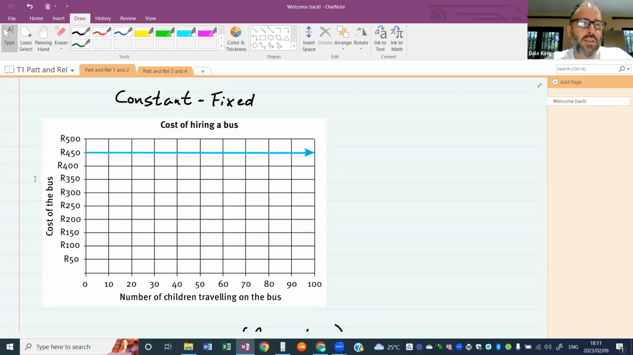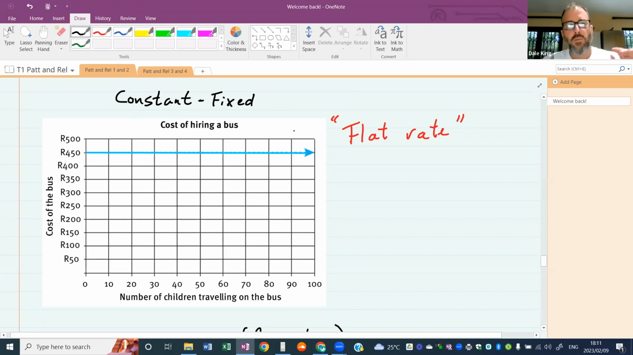And one bus company says, we don't charge per child in the bus. We just charge a flat rate. Okay, you'll hear this word quite often. A flat rate or a flat fee for the whole bus. Which means it doesn't matter how many children are on the bus, it's going to be 450 Rand for the bus for that day. So you can have 0 children, 1 child, or 100 children, doesn't matter. I don't think there is a bus that can have 100, but it's a flat fee for the bus.